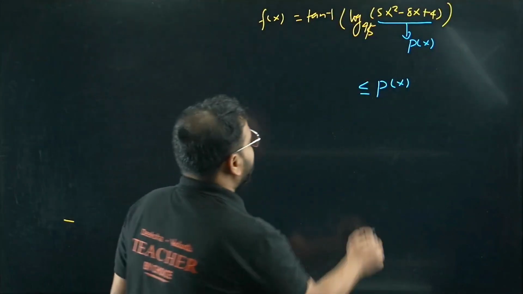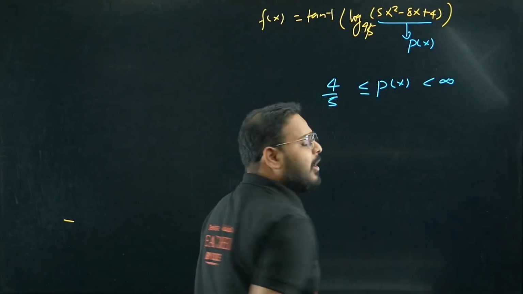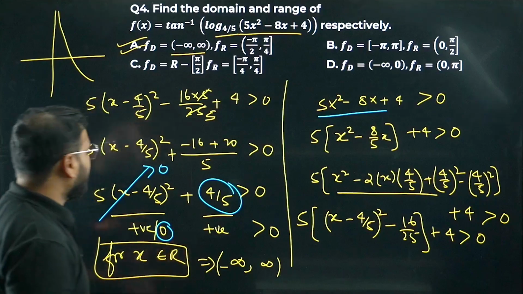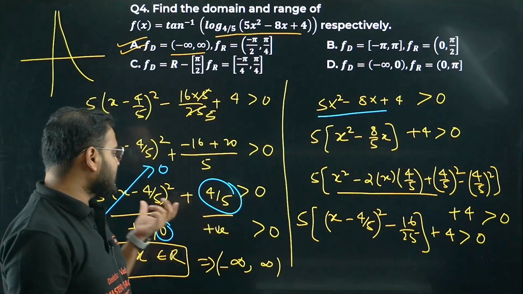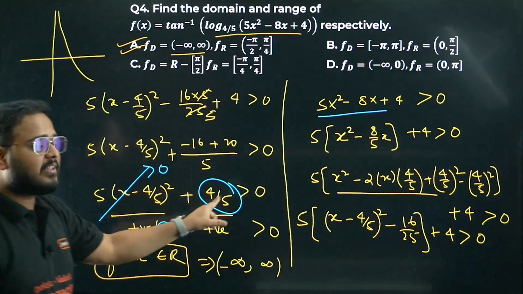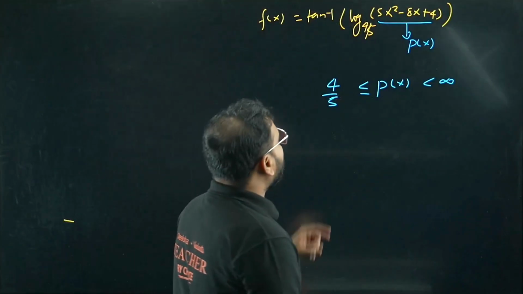So write this as 4 by 5, smallest value, and largest, infinity. How come infinity? It'll keep going till infinity only, no? This will keep increasing, right? If any value you take for x, it'll keep increasing to infinity. Always positive, right? Okay.